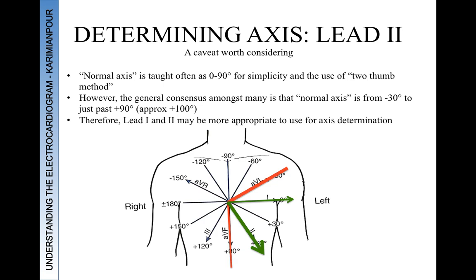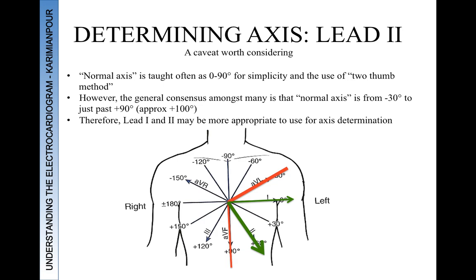So there is a caveat to determining axis, and this is the slide that sort of touches on that. Normal axis is often taught, traditionally taught by many texts, to be 0 degrees to 90 degrees. That's typically done for simplicity and so that we can use the two-thumb method clinically to quickly determine the axis.